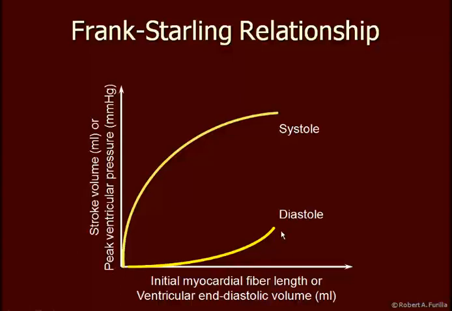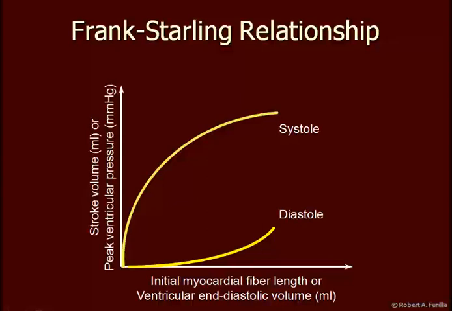The lower curve represents the diastolic pressure volume curve. That is, as the ventricles are stretched because of increased ventricular volume, it becomes more and more difficult to continue stretching it. The elastic recoil is causing an increase in the pressure. That's all I'm going to discuss on the Frank-Starling relationship.